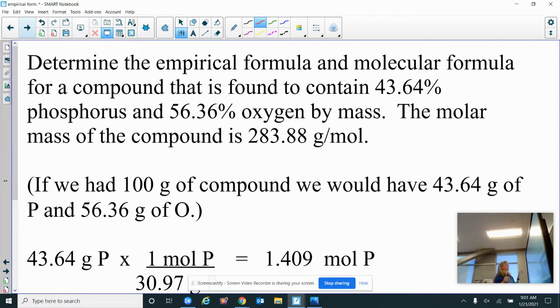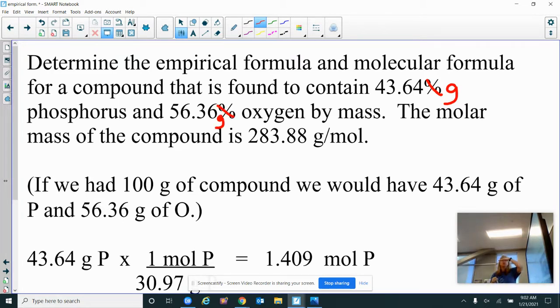We're going to add one more thing for a compound that's found to contain 43.64% phosphorus and 56.36% oxygen by mass. Sometimes you're given the amounts as percents instead of as grams. It doesn't matter. You can just make those grams, because if we had 100 grams of the compound, we would have 43.64 grams of phosphorus and 56.36 grams of oxygen. So I just immediately make those percents grams. Okay, treat them as grams.